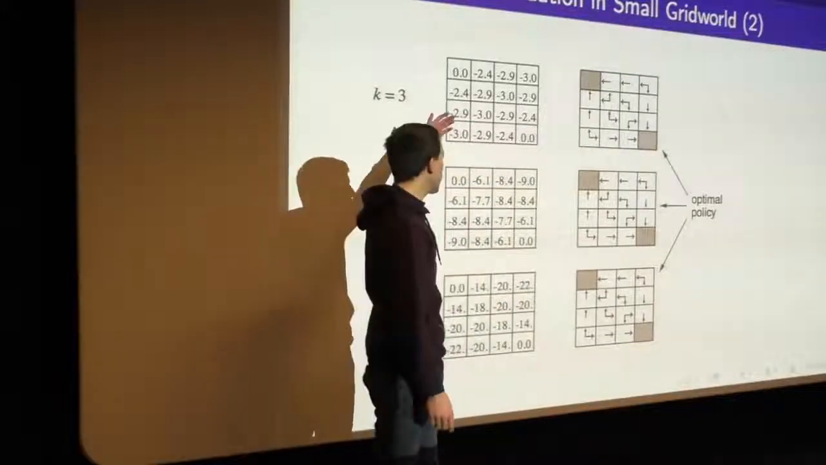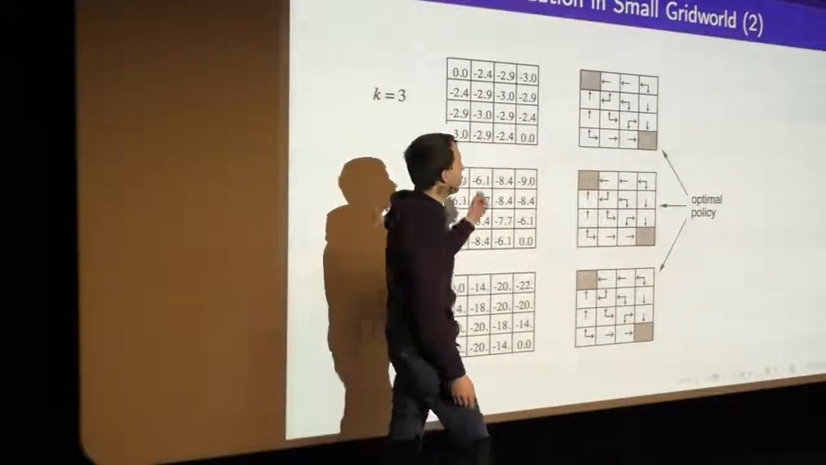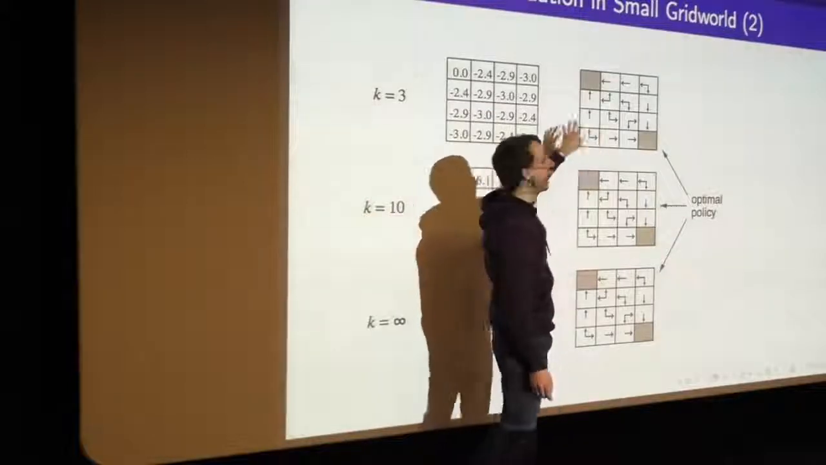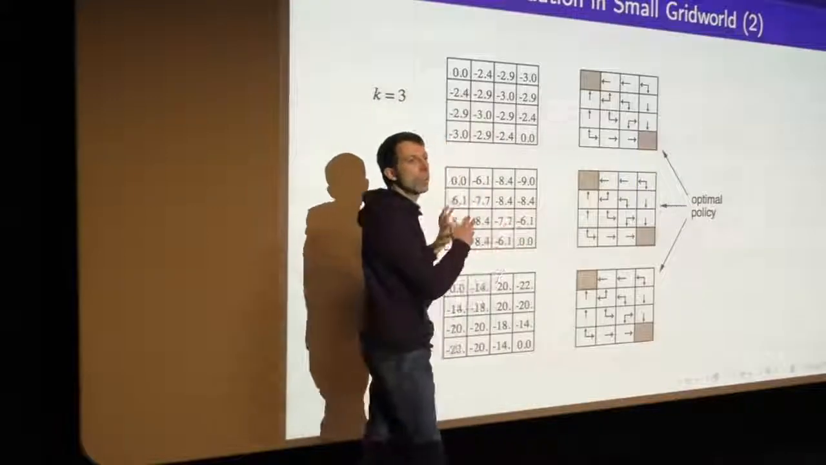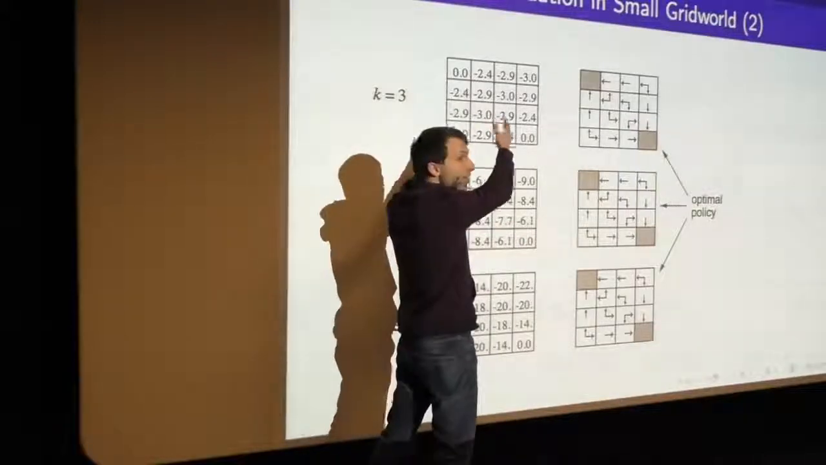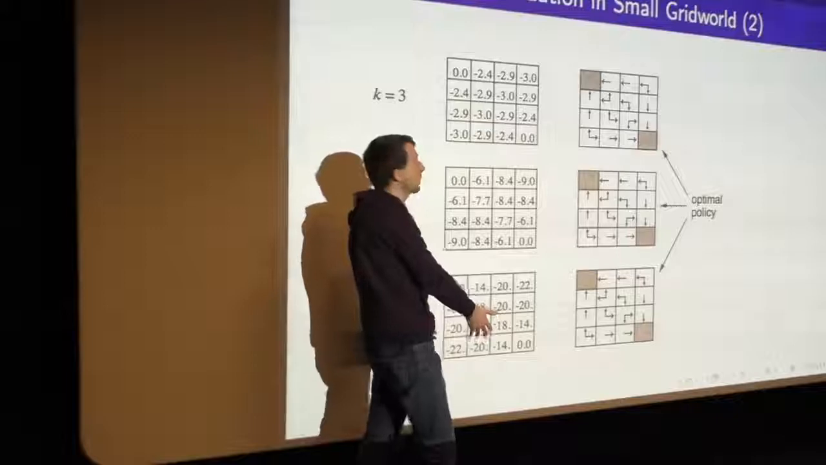And after just 3 iterations, before we've even iterated this all the way to convergence, we already have the optimal policy when we behave optimally with respect to this value function. So hold that thought. This intuition is going to be useful later: you don't actually have to iterate this thing all the way to convergence.